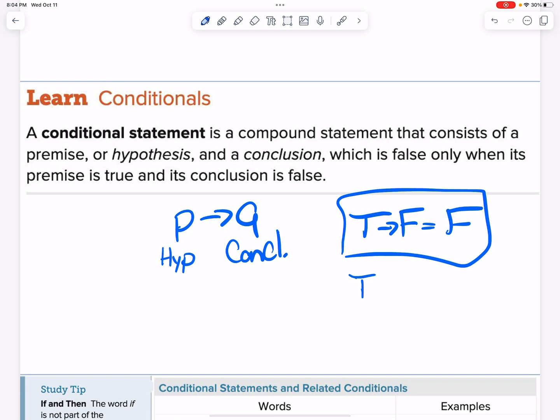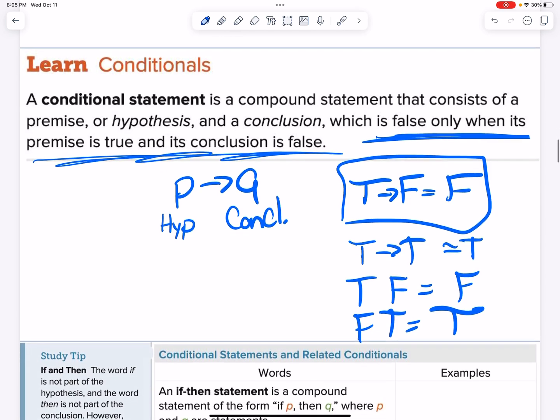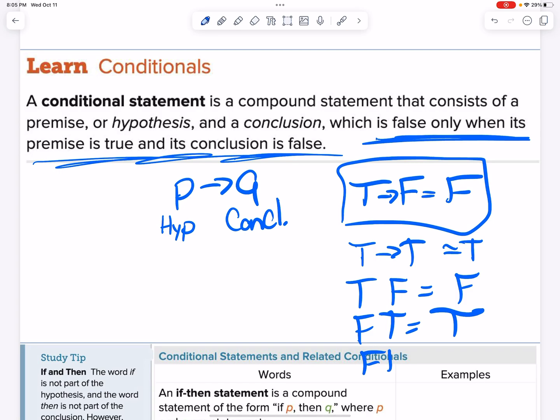So when true implies true, it's going to be true. When true implies false, it's going to be false. When false implies true, now this is the one that students kind of trip up on, it's still true. And again, it's because of this: only when the premise is true and the conclusion is false. And then when false implies false, it's still true.